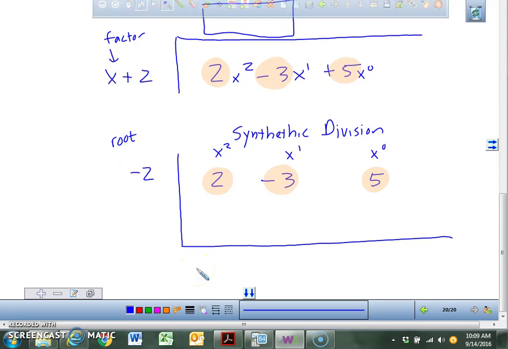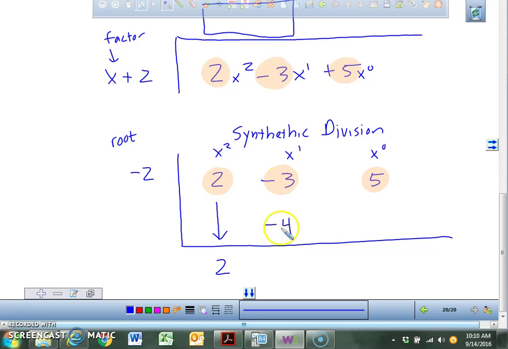All right, so let's review synthetic division. The very first thing you're going to do is drop down the 2. So you're going to pull the 2 down. Then you guys remember what we do? Multiply the negative 2 times the 2. Get a negative 4. So negative 2 times 2 is a negative 4.